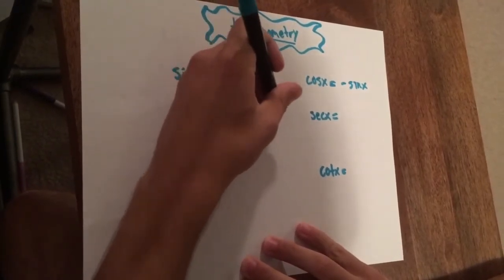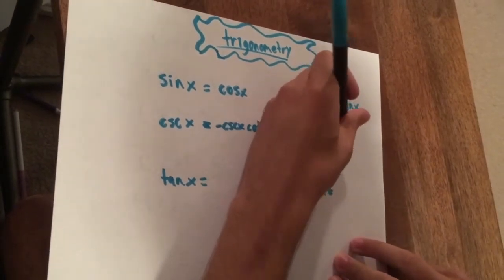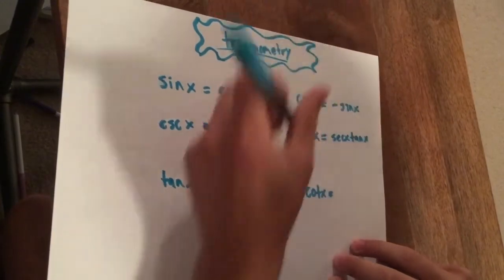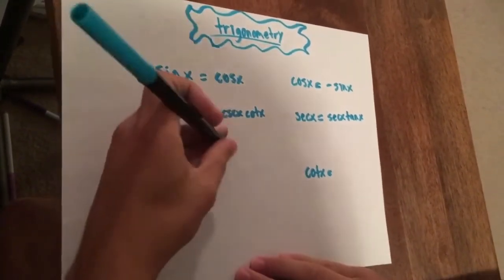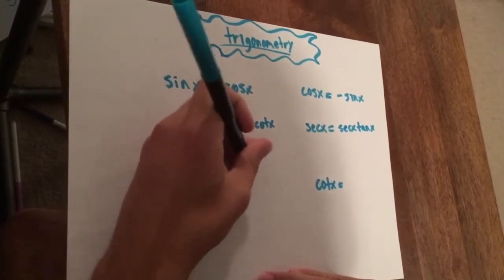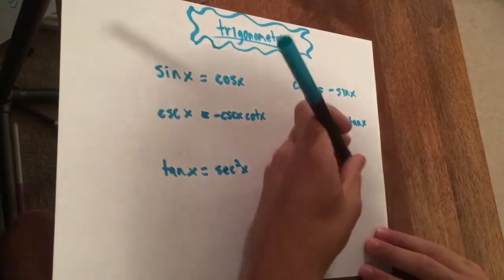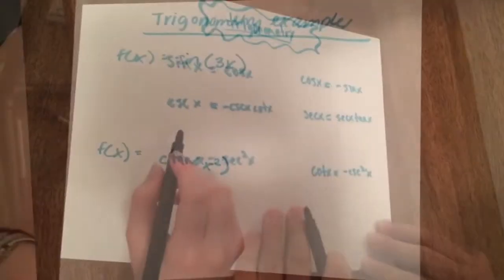cotangent of x. And then it's going to be secant of x tangent of x for the derivative of secant. And then the derivative of tangent of x is just going to be secant squared of x. And the derivative of cotangent will be negative cosecant squared of x.